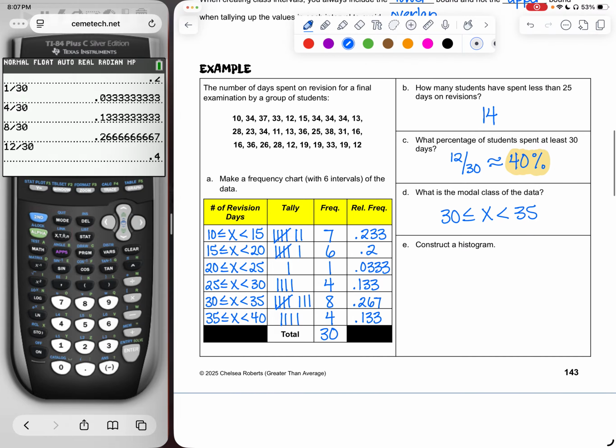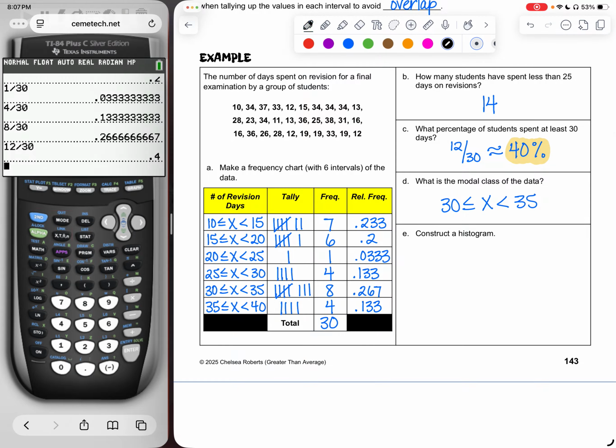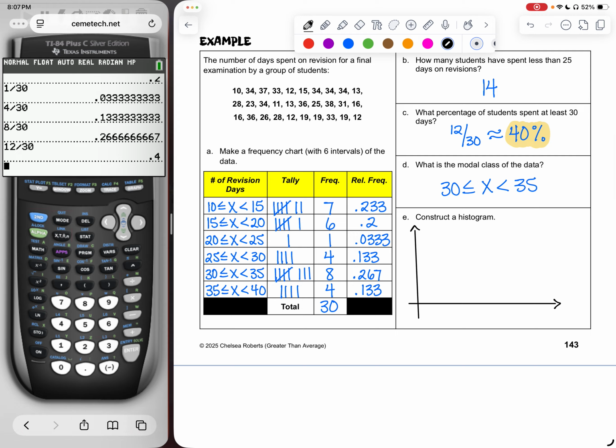And then last but not least, they want us to construct a histogram. So once again, I'm going to make my frequency axis. And as you can see, we are going by 5s again. But what I'm going to do is start by going by 10s. The reason why I'm starting at 10 is because we technically started the x value, or the number of days, at 10.